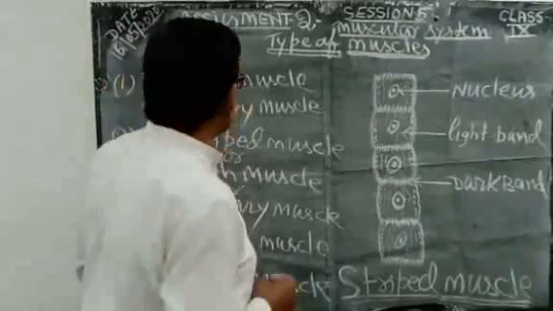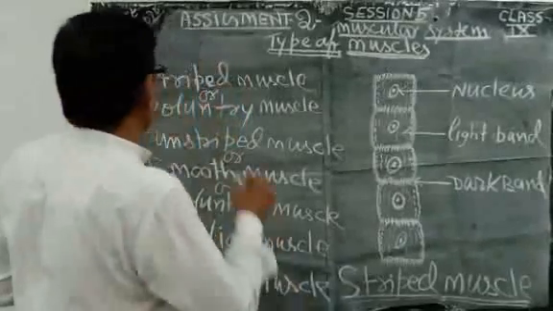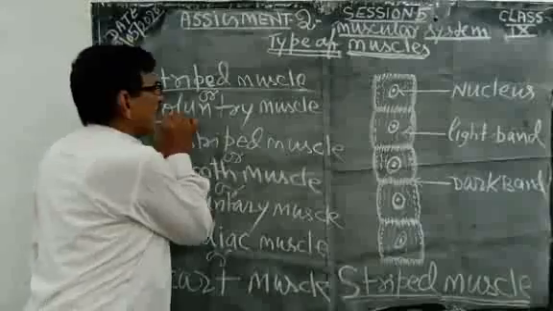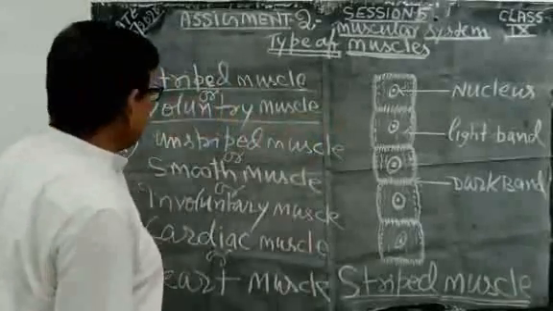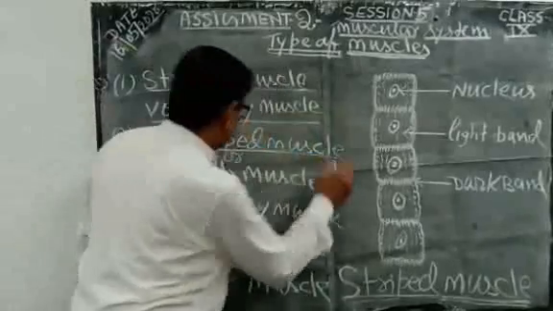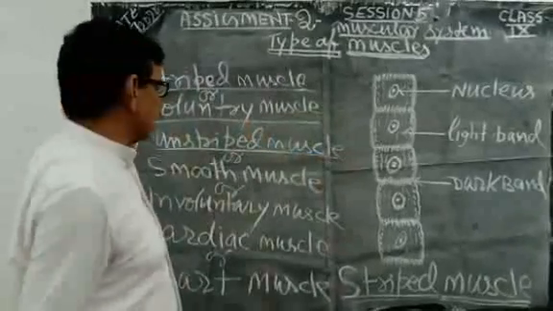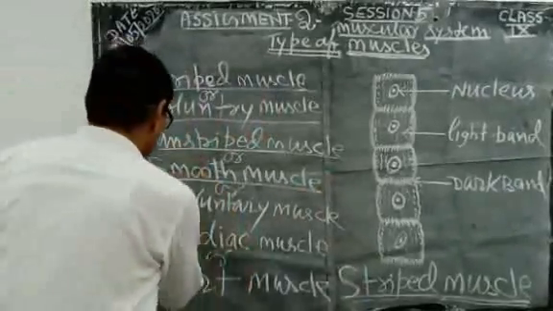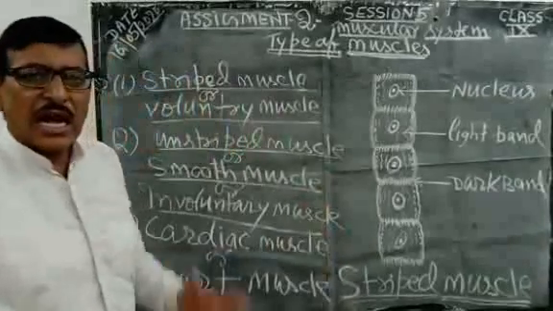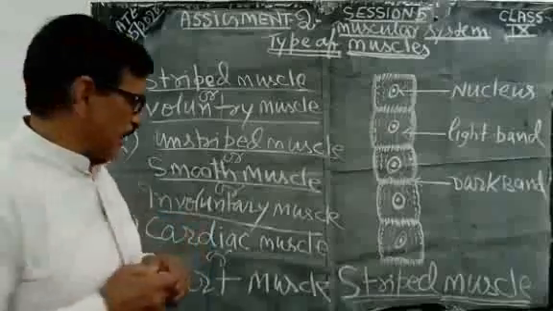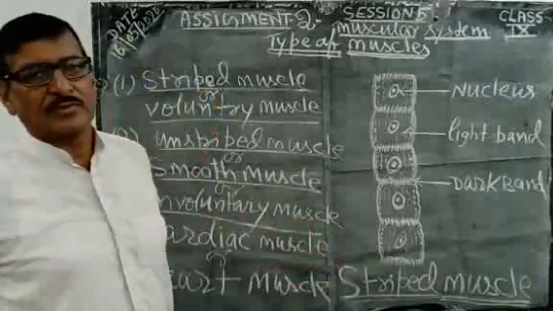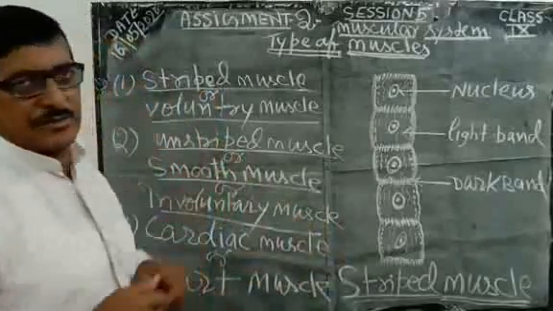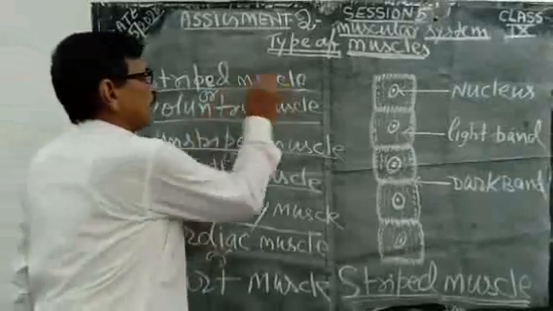Now, children, there are three types of muscles. First, striped muscle, its other name, voluntary muscles. Second, unstriped muscles or smooth muscles, and its other name, involuntary muscles. And last, cardiac muscles, and its other name, heart muscle. These are the three types of muscles. Now first, striped muscles.